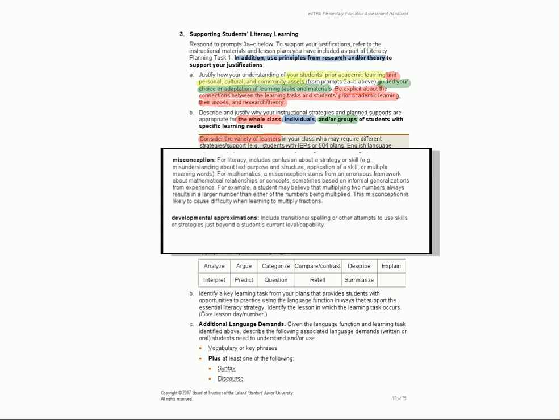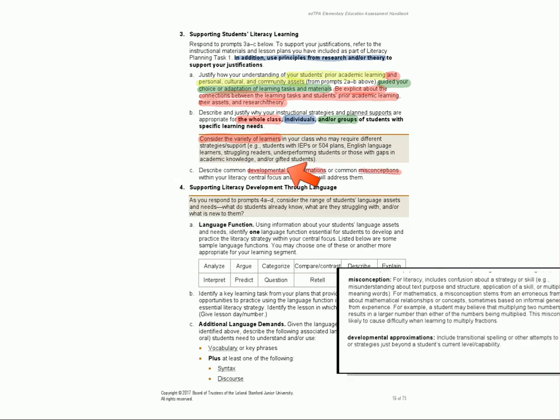Developmental approximations, including transitional spelling or other attempts to use skills or strategies just beyond a student's current level of capability. Another way to think about this is consider how old your kids are and what kinds of things they might or should be learning at the level or age at which they are. So hold on to those.